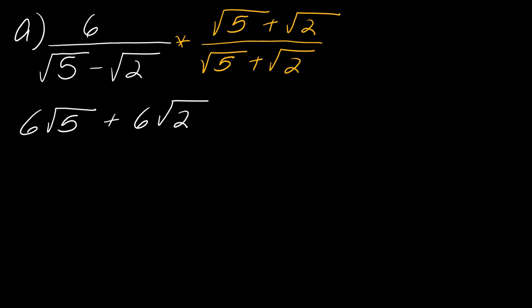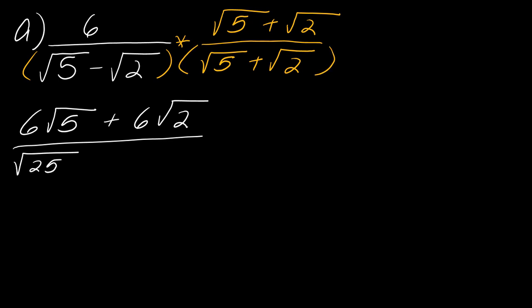Okay, so the top part of this is going to be 6 times the square root of 5 plus 6 times the square root of 2. Now, once again, we need to FOIL out this bottom part. So this is going to be the square root of 25 minus the square root of 10 plus the square root of 10 minus the square root of 4.